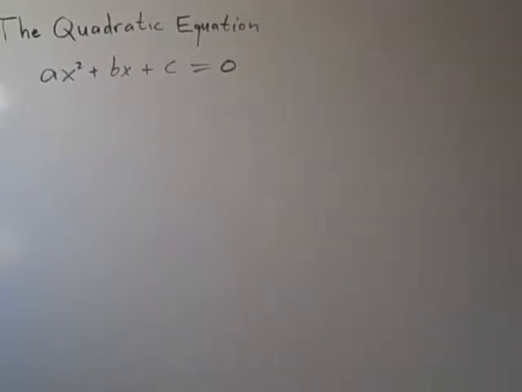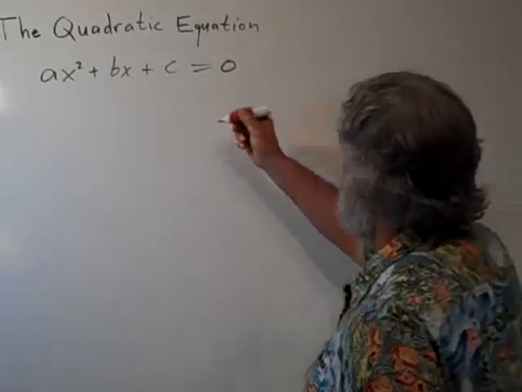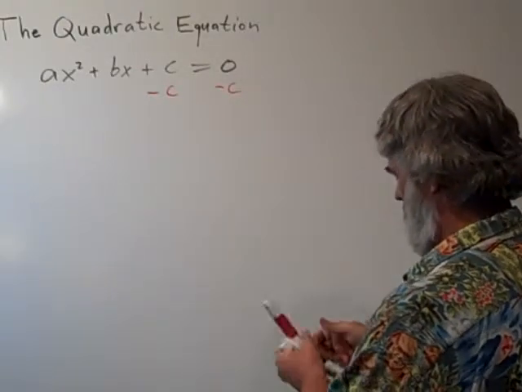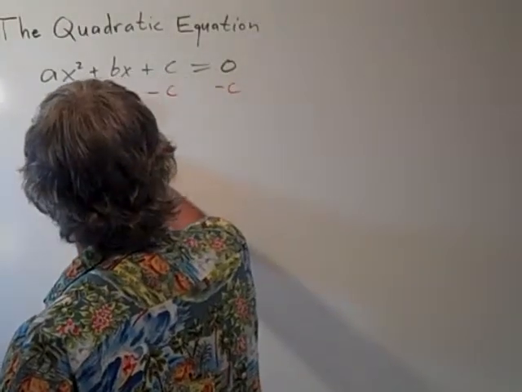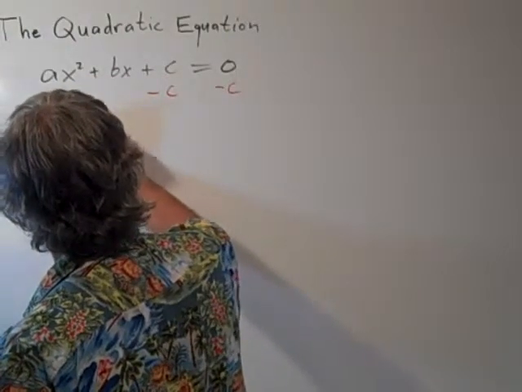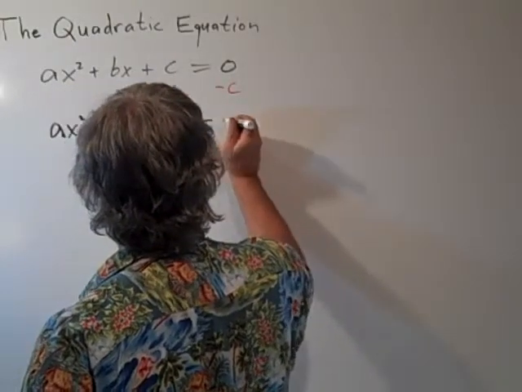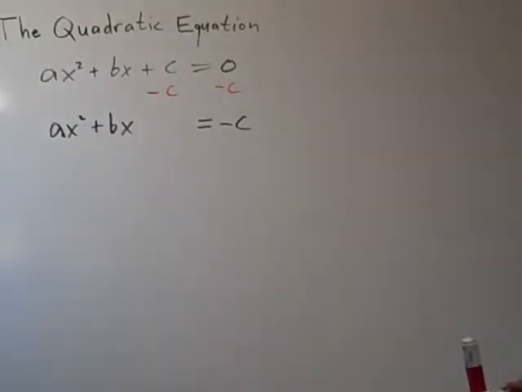Okay, we plan here to derive the quadratic formula. This is the quadratic equation. We start by subtracting c from both sides. So we have ax squared plus bx equals negative c on the other side of the equation.